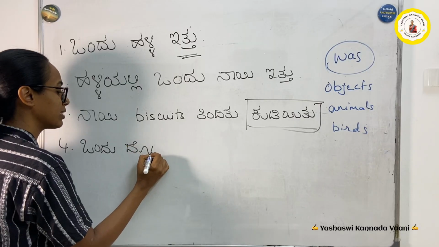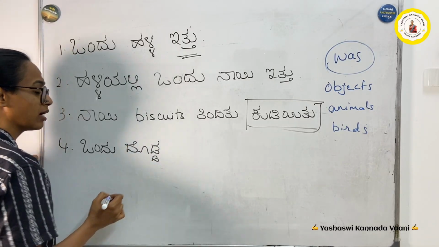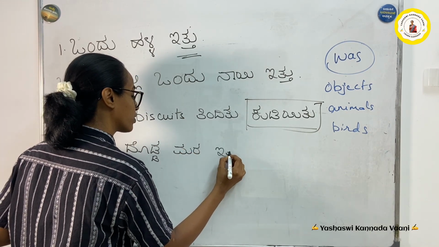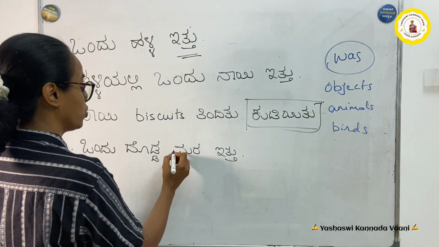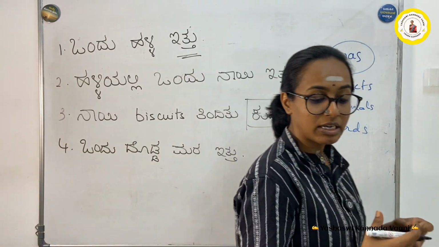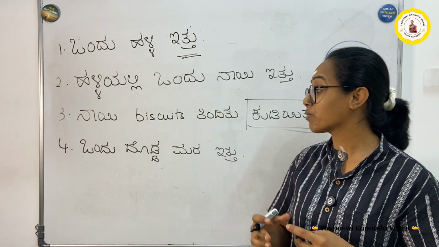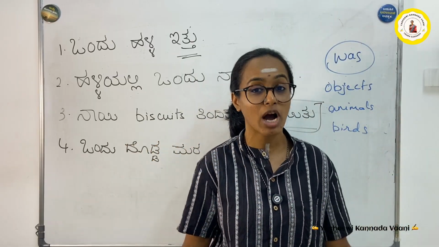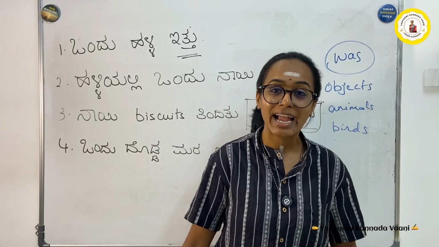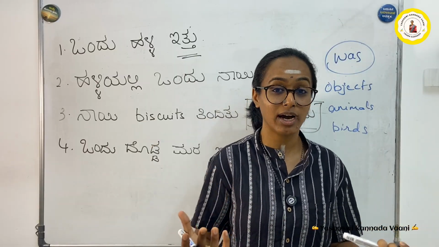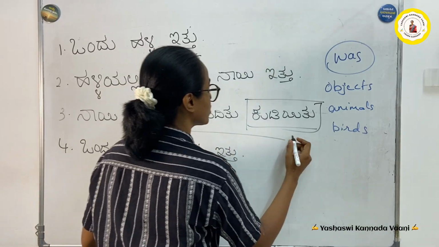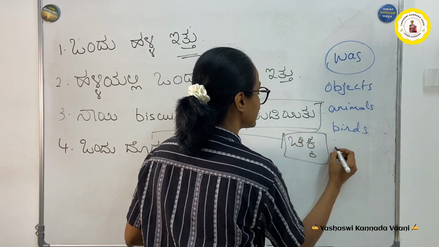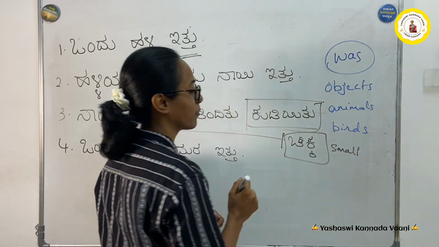ಒಂದು ದೊಡ್ಡ ಮರ ಇತ್ತು. There was a huge tree. You can say there was a huge mountain. There was a huge house. There was a huge building. Anything. Huge is dodda. What is the opposite of dodda? Chikka. It's small. The opposite of dodda is chikka, which is small.